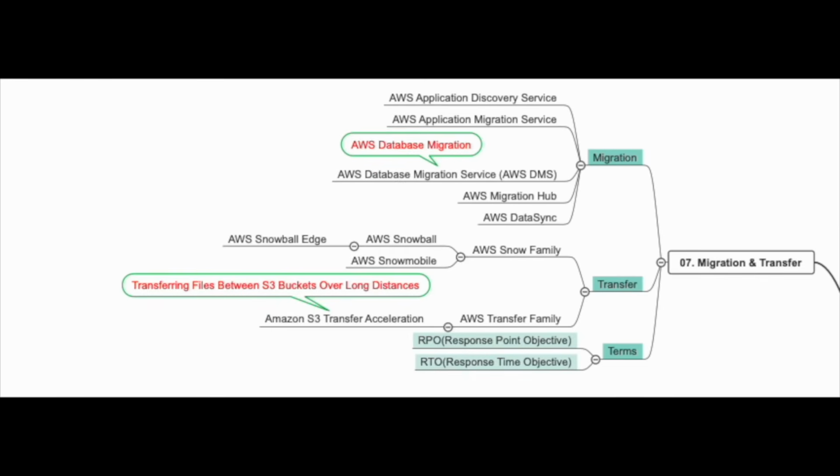The 7th service topic is the migration and transfer service topic. It supports the migration to AWS. This is a topic that deals with services that can transfer data to prepare for a failure. This is a topic that deals with migration services and transfers. And this service topic contains terms you need to know, such as RPO, Recovery Point Objective, and RTO, Recovery Time Objective. By understanding the terminology, you can understand AWS services.